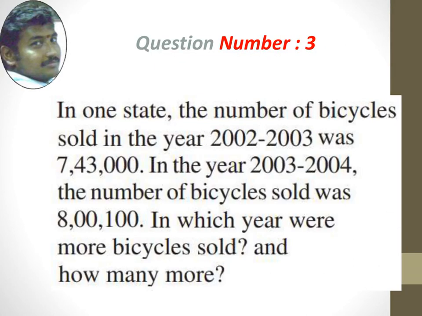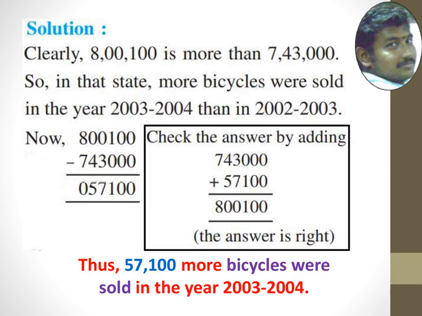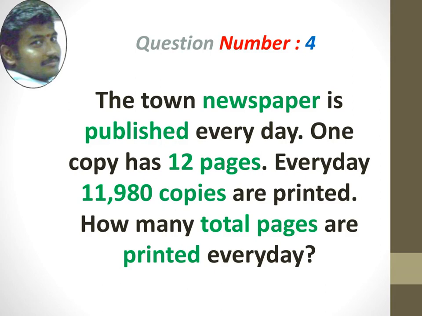Okay, see the next question. In one state, the number of bicycles sold in the year 2002-2003 was 7,43,000. In the year 2003-2004, 8 lakh 100 were sold. So there is an increase. In which year were more bicycles sold and how many? Obviously 8 lakh 100 is more than 7,43,000. So what is the difference? How much is the increase? 8 lakh 100 minus 7,43,000. So we get 57,100. Okay, is that easy? Right?